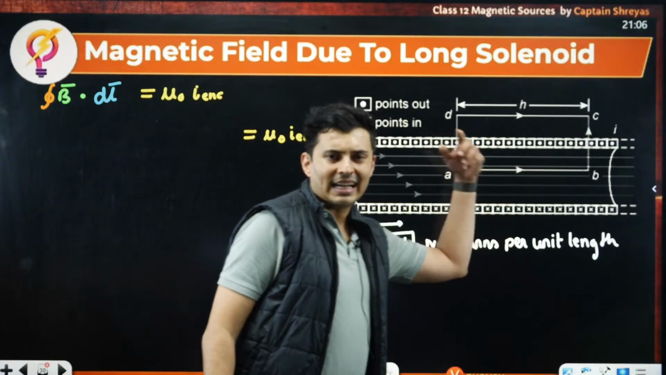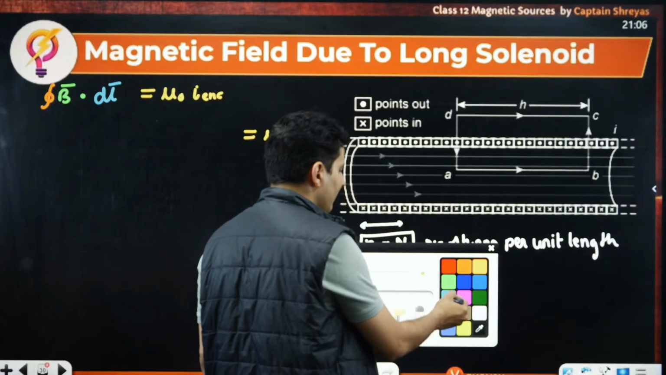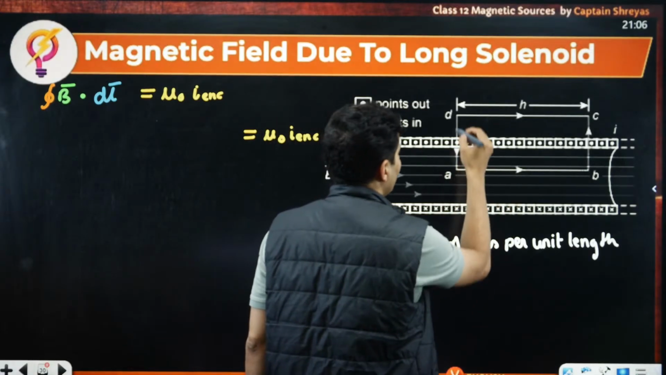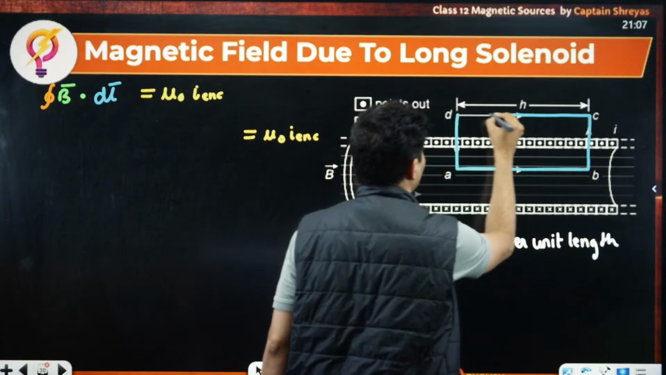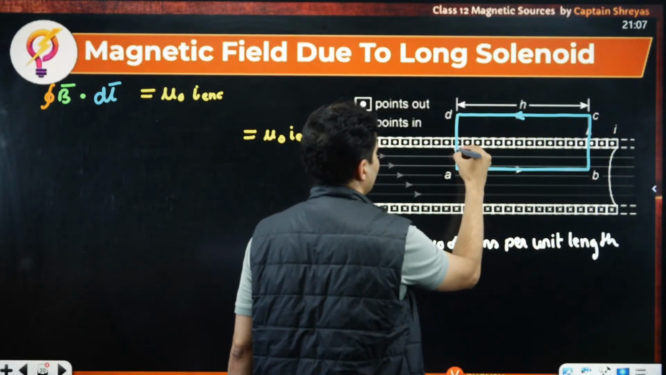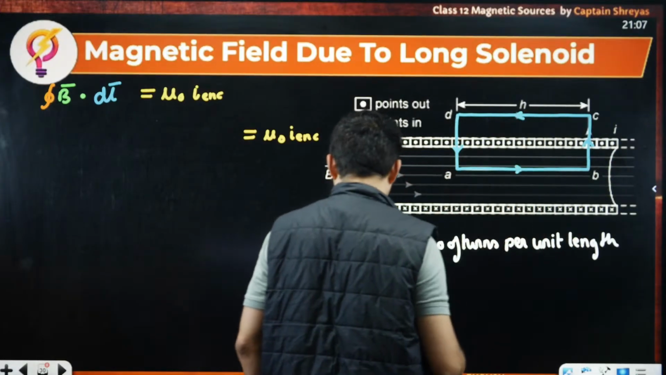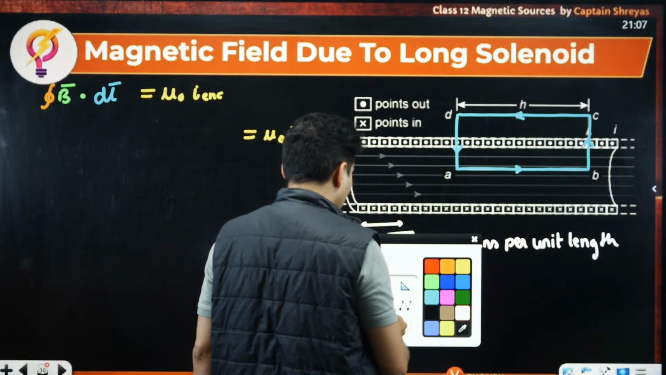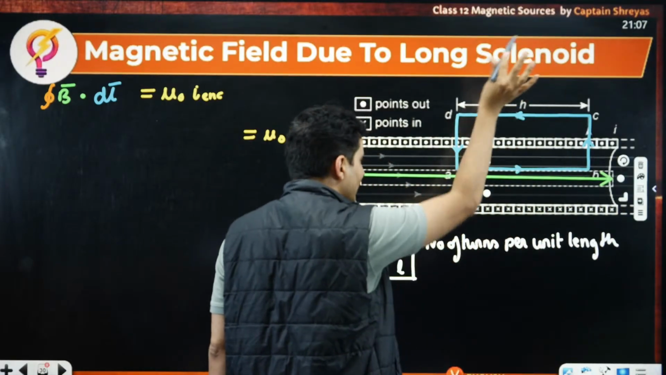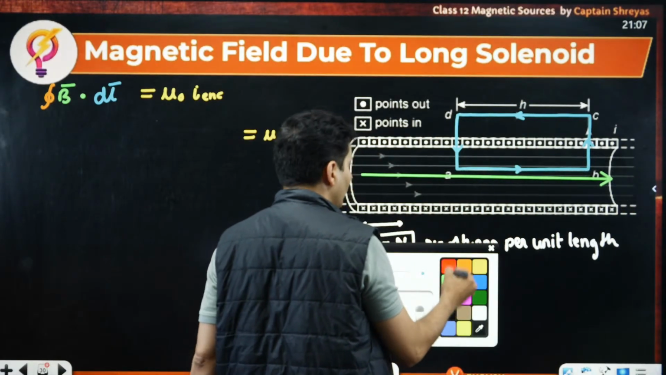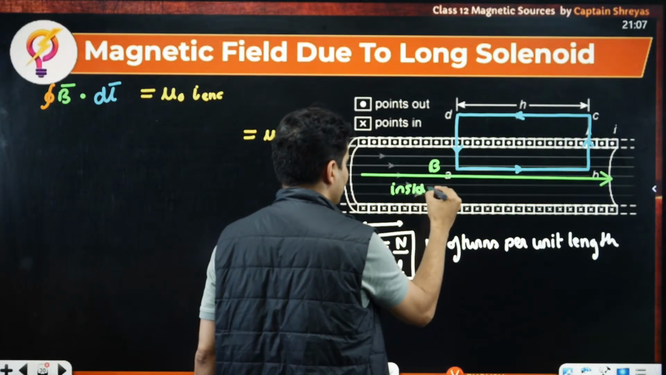I will again choose a rectangular path, because I already know the magnetic field inside is parallel. So imagine I start traveling like this, like this, like this, and like this. I travel like this, and like this, and I come back. I know the magnetic field inside of it is like this. Outside it is not there. Be careful about it. Here it is there because this is inside.